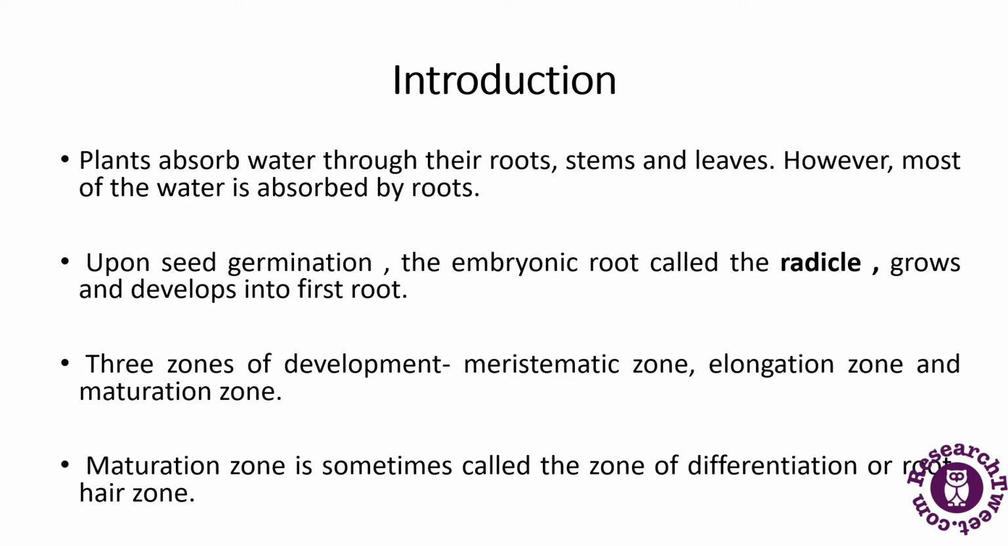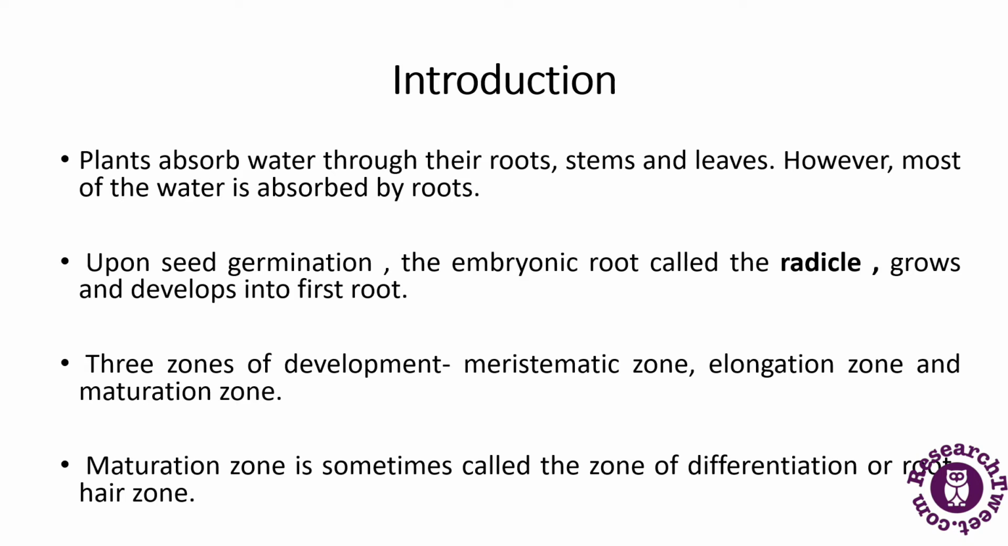Plants absorb water through their roots, stem and leaves. This is what I have told, that mostly they absorb the water from the roots. However, most water is being absorbed by the roots. When we see a germination of a seed, there is an embryonic root which is called the radicle that grows and develops into the first root. When a seed is germinated and all the environmental conditions are fulfilled, the radicle grows and develops into the first root.